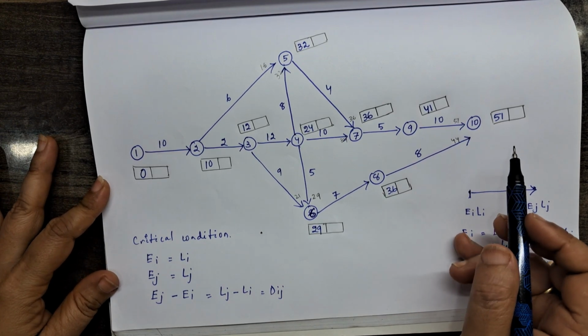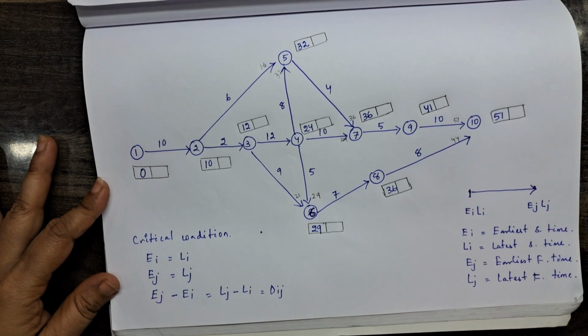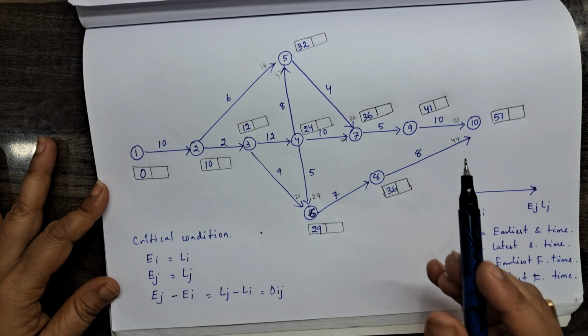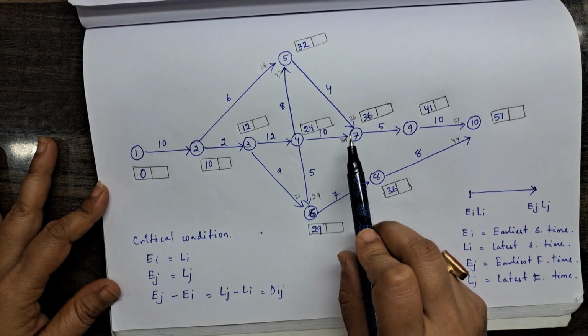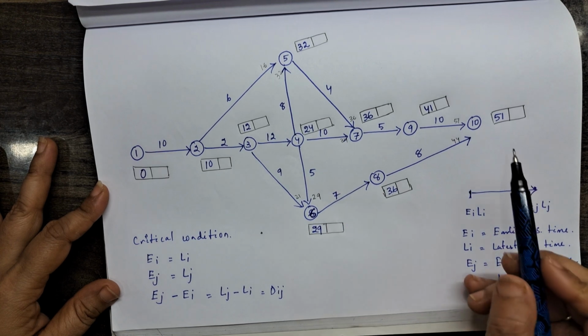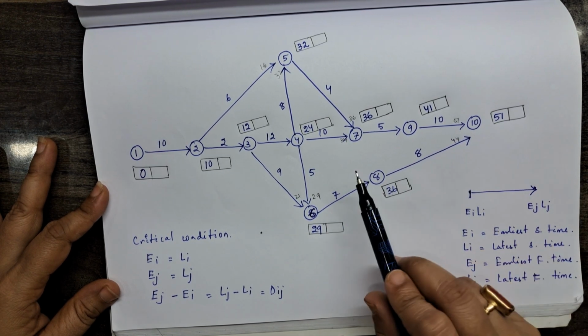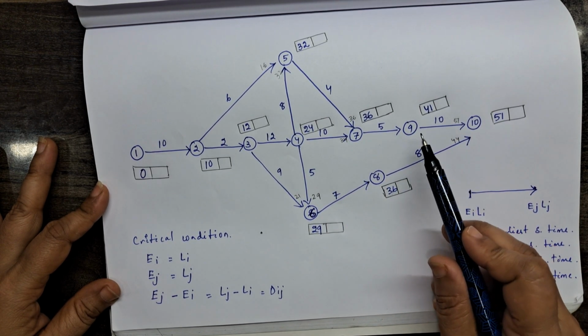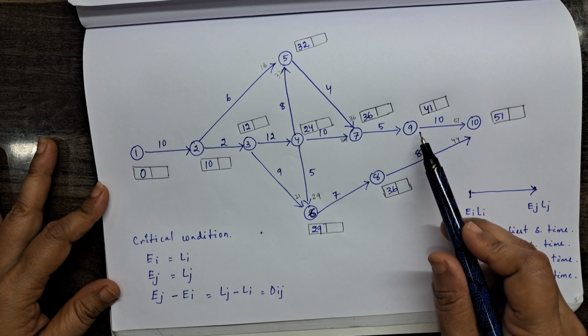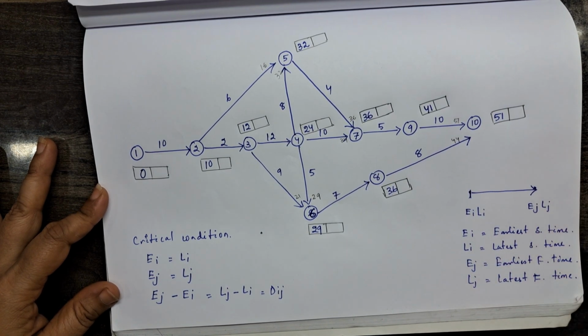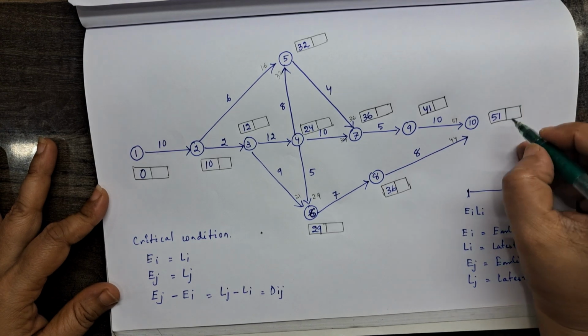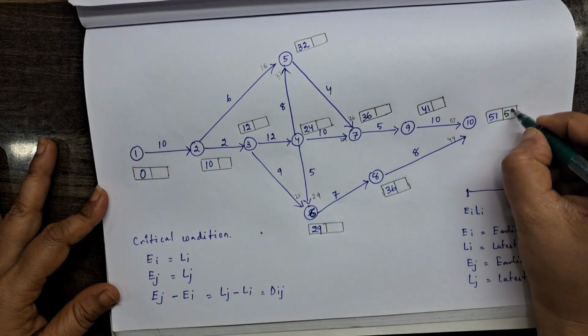Then we will calculate the backward. When we are going forward, we have to look at the head of the arrow and take the maximum value. When we are coming backward, we look at the tail of the arrow and take the minimum value. So we'll start the backward calculation. Backward will start from 51.